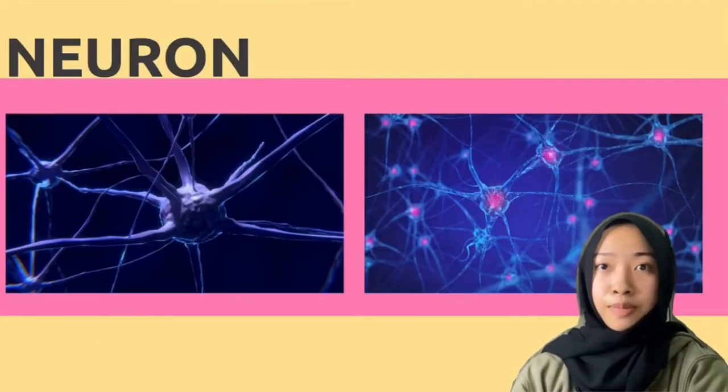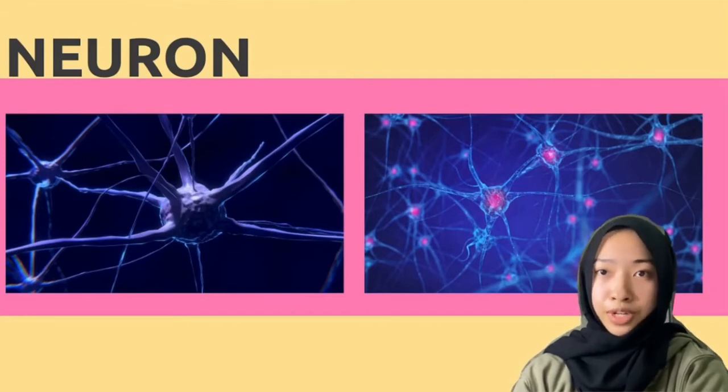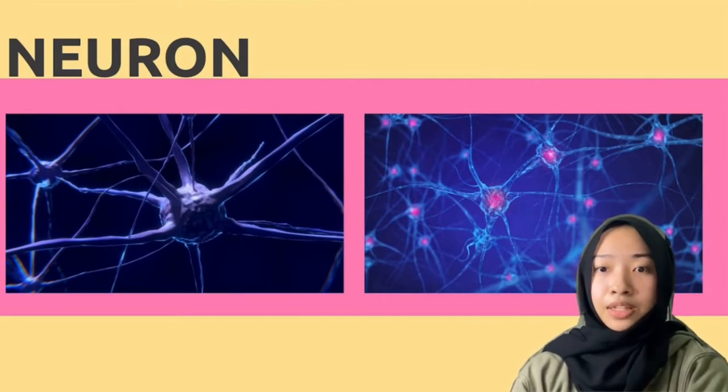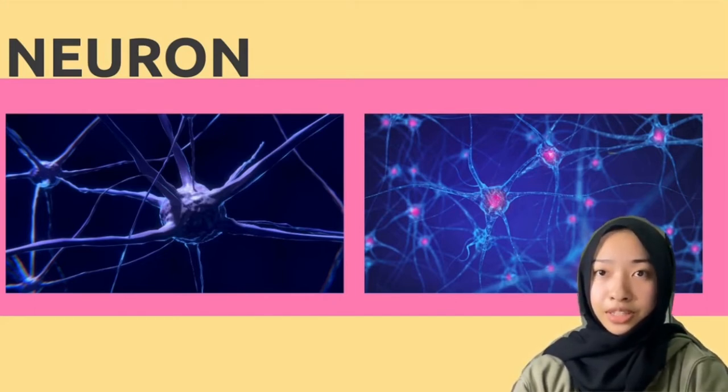So next, I'm going to talk about neurons. Neurons, also known as nerve cells, are the functional units of the nervous system. They receive sensory information, convey the information to the integration center, such as the brain, and then conduct signals from the integration center to effectors, such as glands or muscles.